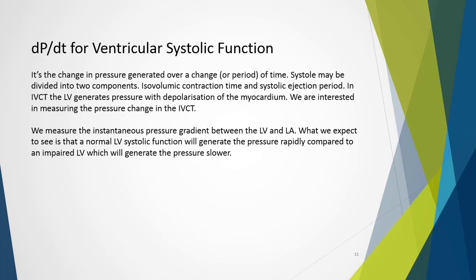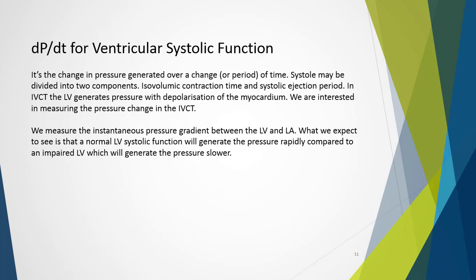Systole may be divided into two components: isovolumic contraction time and the systolic ejection period. In the IVCT, the LV generates pressure with depolarization of the myocardium. At this point, force isn't sufficient to overcome the aortic pressure and force the blood out through the aortic valve. However, an incompetent mitral valve will begin to leak as soon as LV pressure starts to rise over the relatively low left atrial pressure. Hence, mitral regurgitation occurs in both periods and is often termed a pansystolic murmur. We are interested in measuring the pressure change in the IVCT.